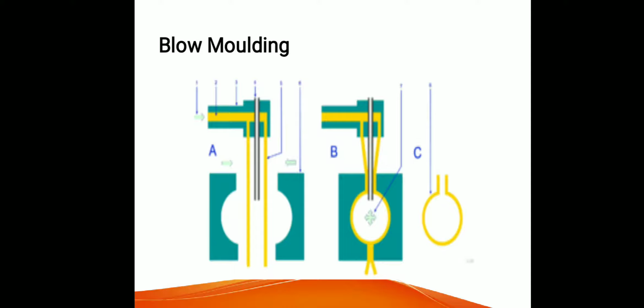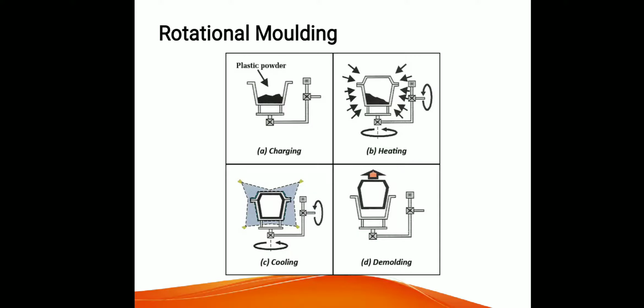We can manufacture complex-shaped parts, and these are recyclable parts. We can recycle the parts, but the process also has some limitations: controlling the wall thickness of the part is difficult in the case of blow molding. Then the next process is rotational molding.